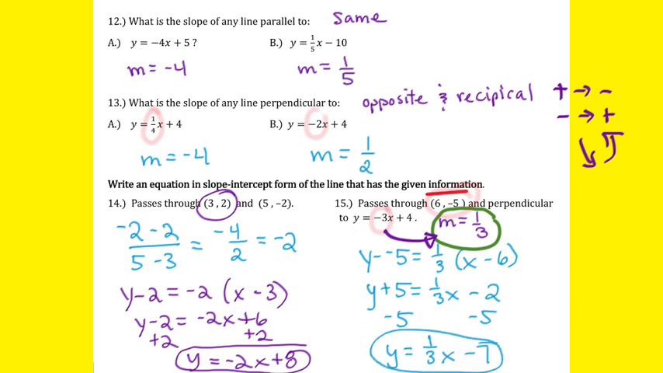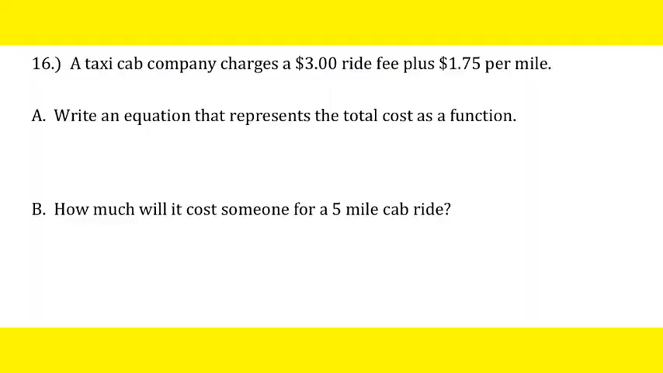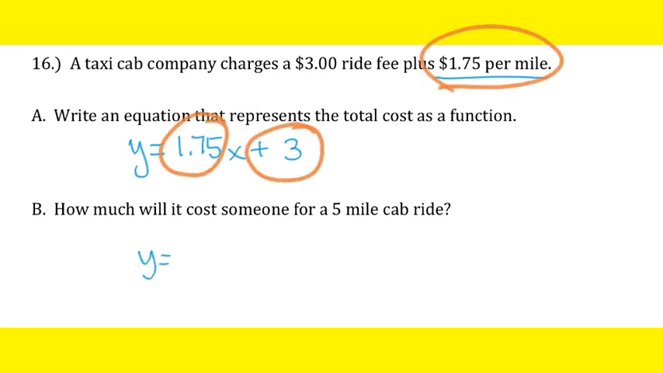Lastly, we have an application question for a taxi cab company which is charging $3 to ride in the cab, plus an additional $1.75 per mile. So that $1.75 is going to be our slope, because it rises and runs with every passing mile. It goes up $1.75. And we have the initial fee, or y-intercept, of 3. Now how much will it cost if we go for a 5-mile drive? Well, that's my x value. So I go ahead and solve for that, finding out it would cost me $11.75.